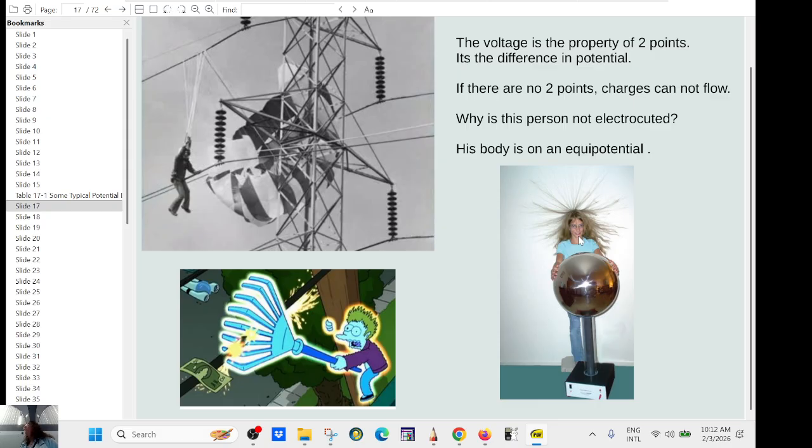Even if she was connected, she will not die because there is not enough charges moving. But anyway, she doesn't get shocked because she is insulated. So this is called an equipotential. Her body is at the same potential as the Van de Graaff generator. If someone touches her, there is a path to the ground, so electrons will move to the ground or from the ground to her, and that's when she will get shocked.